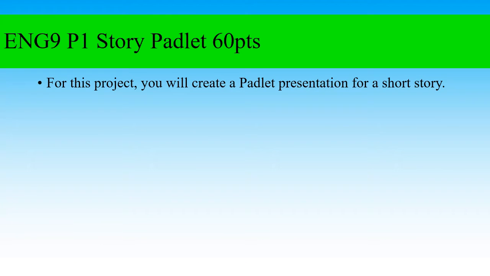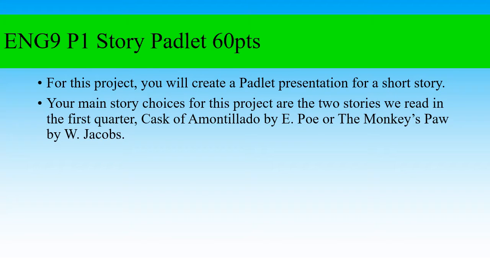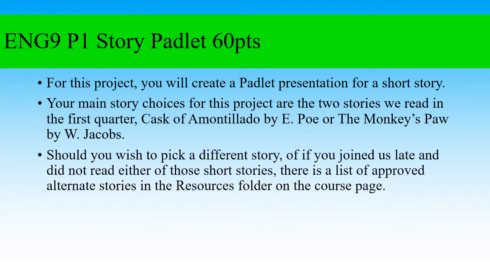For this project, you will create a Padlet presentation for a short story. Your main choices for this project are the two stories we read in the first quarter, Cask of Amontillado by Edgar Allan Poe or The Monkey's Paw by W.W. Jacobs. Should you wish to pick a different story, or if you joined us late and did not read either of those short stories, there is a list of approved alternate stories in the resources folder on the course page.